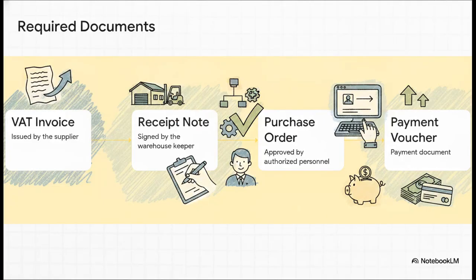To build an airtight case file for this, you're going to need 4 non-negotiable documents. Number 1, the VAT invoice issued by the supplier. That's your primary tax and legal proof. Number 2, the goods receipt note signed by your warehouse keeper proving those physical items actually showed up. Number 3, the purchase order or contract proving management actually authorized this whole thing. And number 4, the payment voucher or transfer order proving the cash actually left your company's bank account.